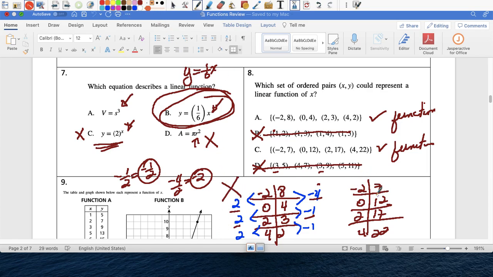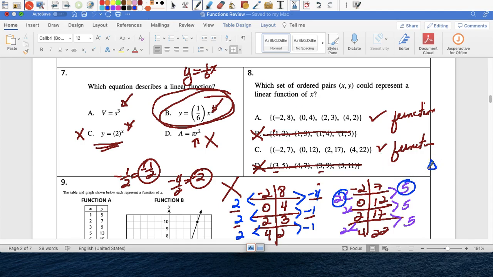But let's look at this one here. From 7 to 12 is 5. From 12 to 17 is 5. From 17 to 22 is 5. On the other side, negative 2 to 0 is 2, 0 to 2 is 2, and then 2 to 4 is 2. Pick any pair, right? This one with this one, for example.